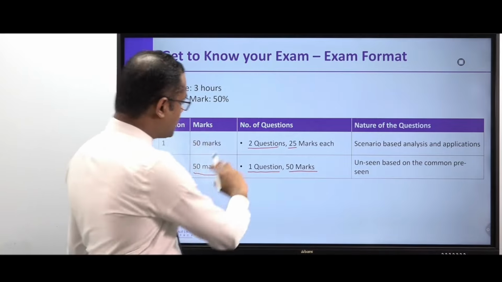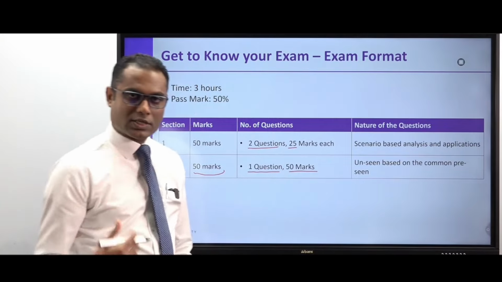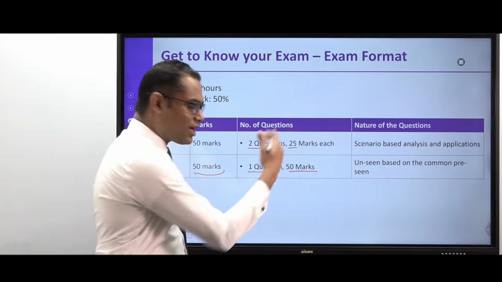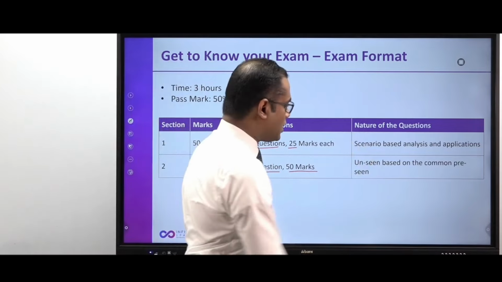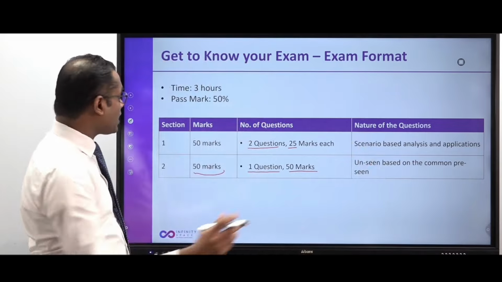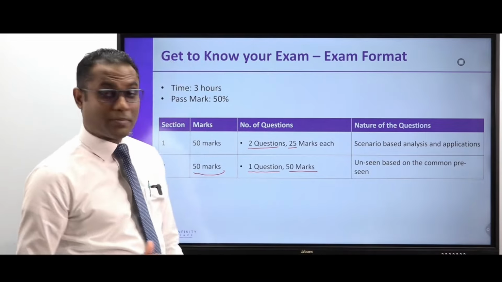In addition to the consolidation, you will be tested on the accounting standards, risk of material misstatements, or any other area of the syllabus that we discussed earlier, right? Unseen, based on the common pre-seen given. So now we know the syllabus weightage as well as how the paper structure is.